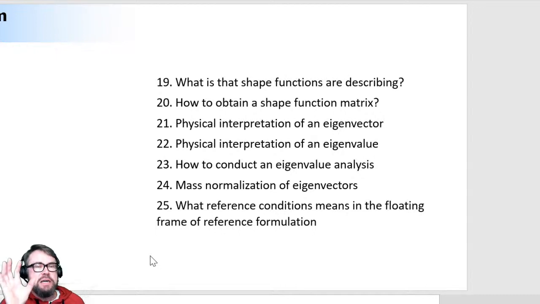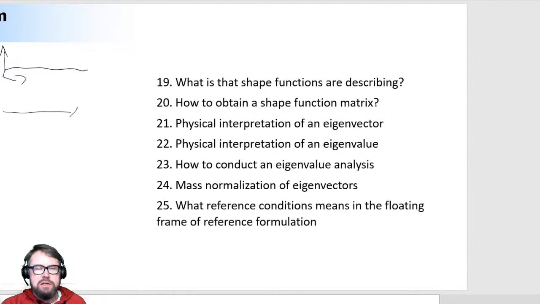Reference condition is exactly how the reference coordinate is expected to follow the deformation. Remember this connection rod? In a connection rod, we have this option that there is a floating, no constraints, simply supported beam, or a fixed beam. So that's what it means. It means how the reference coordinate system is following the deformation. That's what the reference condition means.